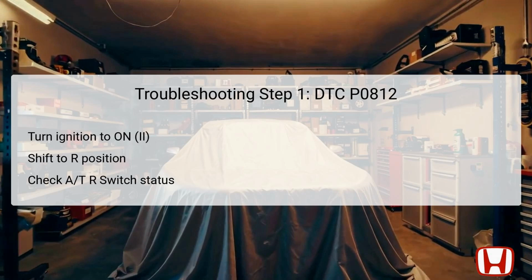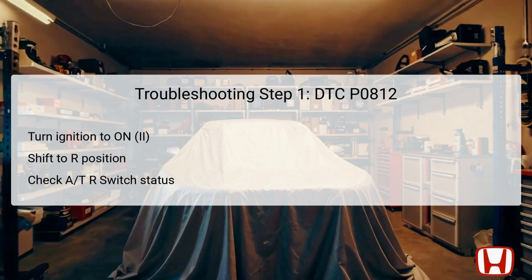The first step in diagnosing DTC P0812 involves turning the ignition switch to the on (II) position to power on the vehicle's electrical systems. Once powered, shift the gear selector into the reverse (R) position. At this stage, a crucial check is performed using the Honda Diagnostic System, HDS, to see if the automatic transmission reverse switch, ATR switch, is activated.